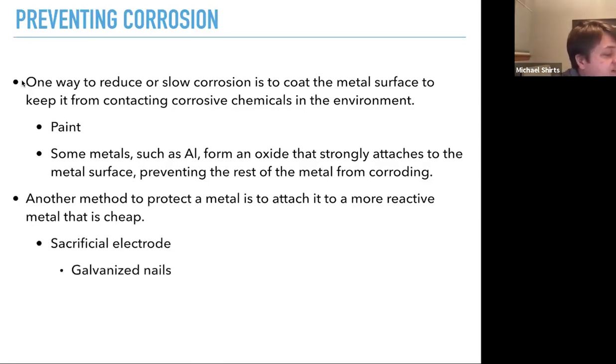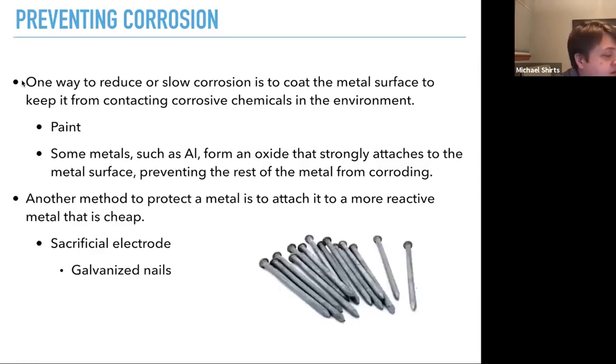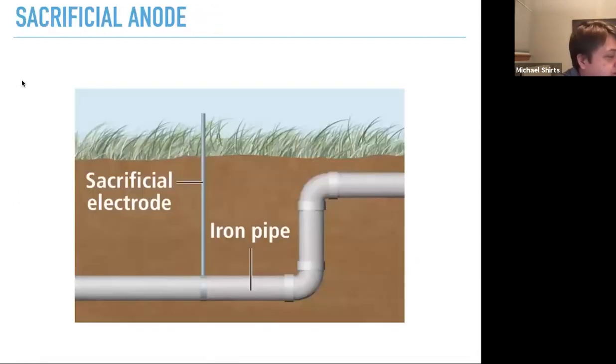Another method to protect a metal is to attach it to a more reactive metal that is cheap. These are sacrificial electrodes. So galvanized nails have coatings of zinc, and that zinc will be more reactive, and that will oxidize first. And so that's where you get galvanized nails, is you're coating it with zinc, and that essentially becomes sacrificial.